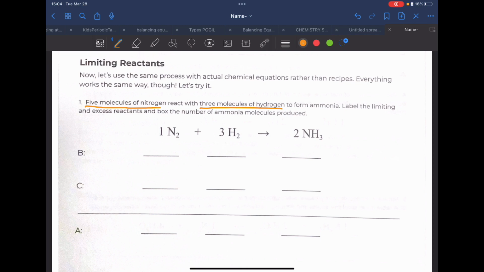Before the reaction happens, before you start shaking the box around, you have 5 molecules of nitrogen in there. 5 MC nitrogen. MC means molecule. I want you to write that in. And we have 3 molecules of hydrogen. That's what we're starting with. This should be a 0 because we don't have any molecules of ammonia made yet. So remember, this is before the reaction occurs.